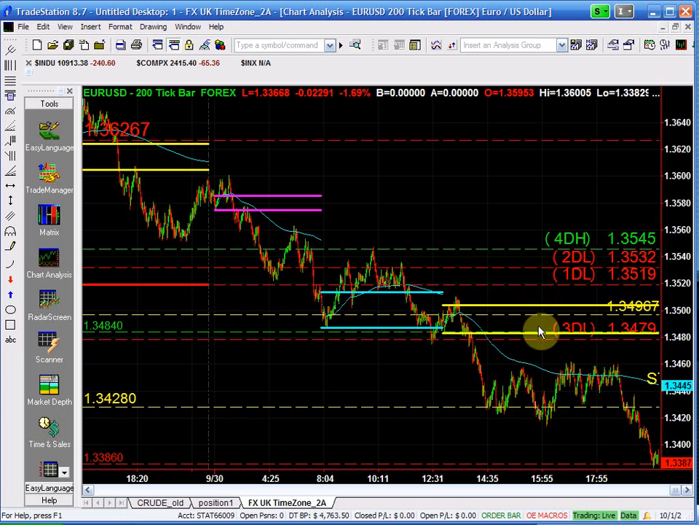Looking at all these momentum zones that I have over here, all these are levels of resistance on the way up. This means that the euro has to go above this level, this level, this level, this level before, and it's going to be practically impossible.